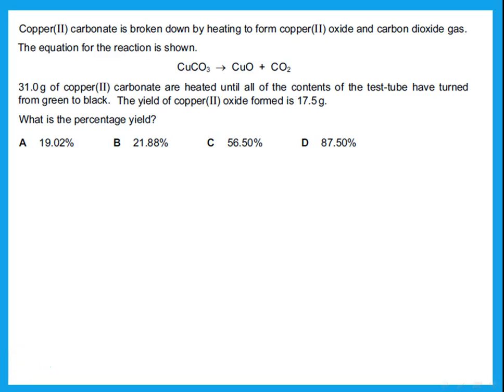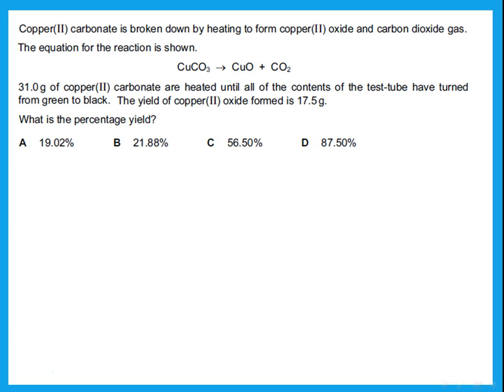Copper 2 carbonate is broken down by heating to form copper oxide and carbon dioxide. The equation for the reaction is shown. 31 grams of copper carbonate are heated until all the contents of the test tube have turned from green to black. That means it has completely reacted. And the yield of copper oxide is this. So let's ignore the mass of copper oxide for now, because this is just the actual yield that he got in the experiment. But what did he start with? He started with 31 grams of copper carbonate, and he wants the percent yield.